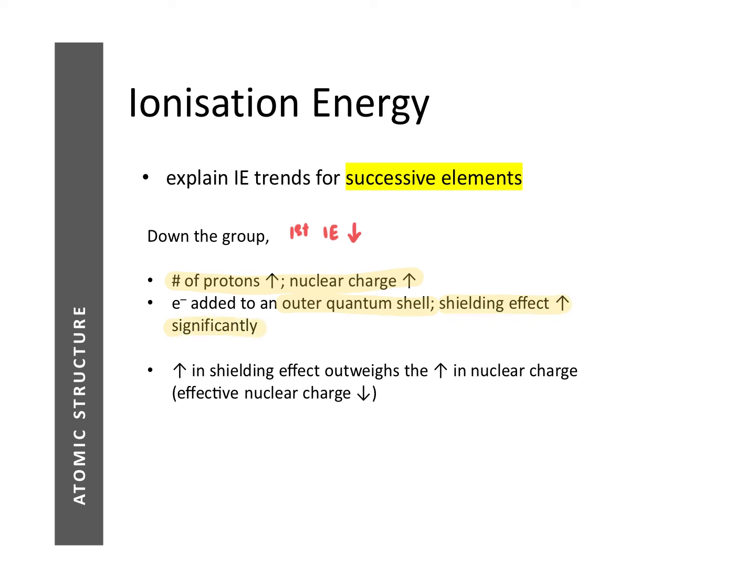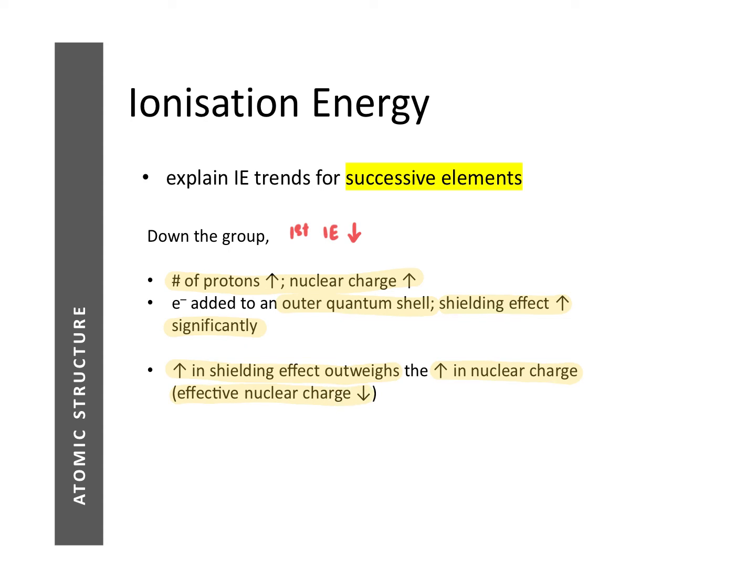Okay, but once again, how do we know which effect would outweigh the other? It can only be obtained from experiments. It can only be obtained empirically. Empirically, we found that the increase in shielding effect, in this case, when we go down a group, outweighs the increase in nuclear charge. So what happens to the net attraction? The net attraction decreases as we go down a group.